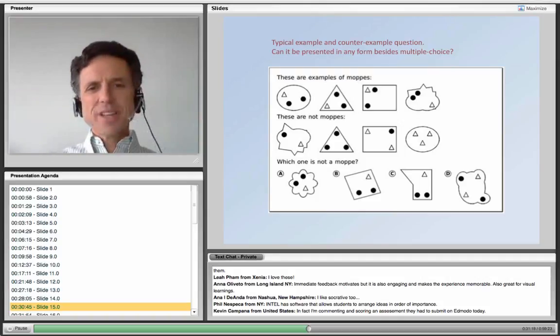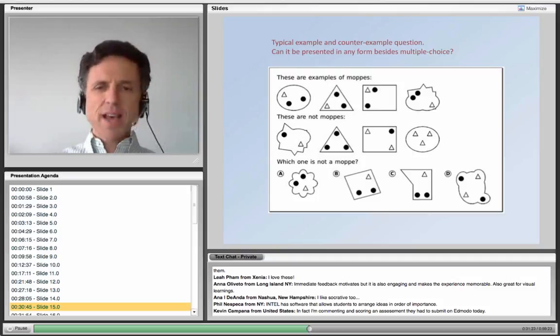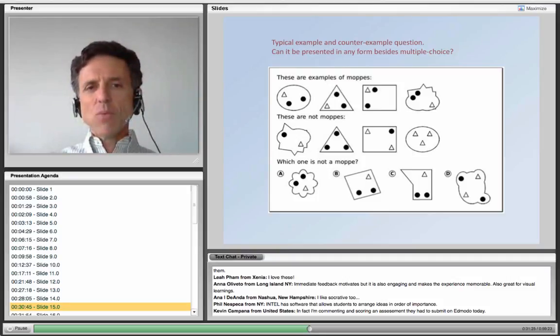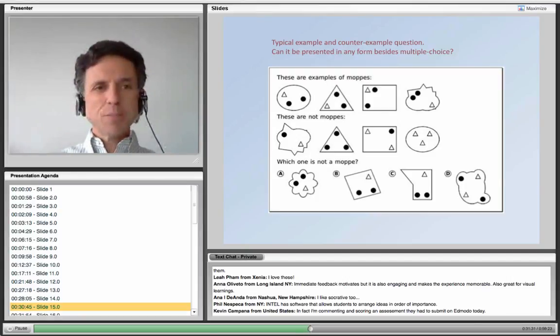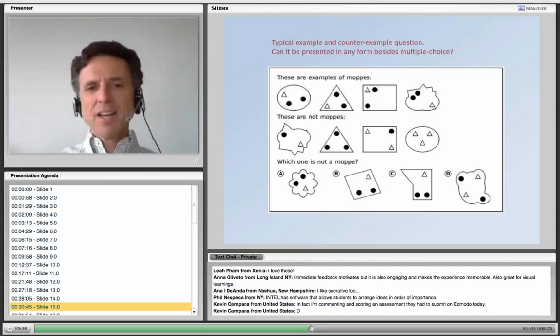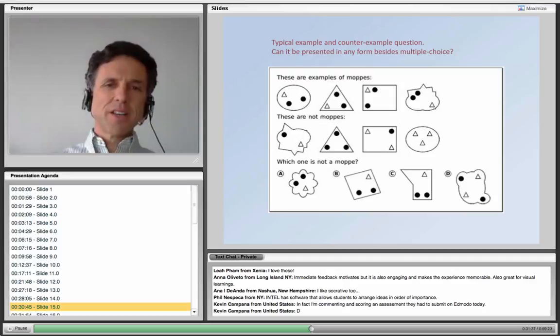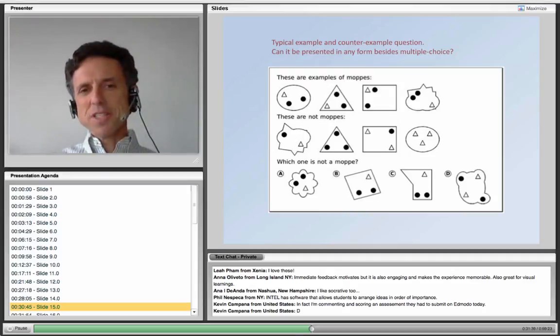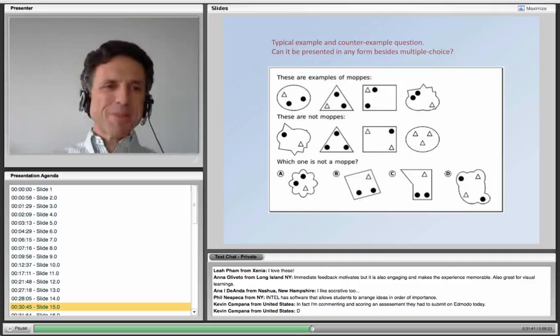Is there a way to present a question like this that is not multiple choice? There probably is. It's a task-oriented question. Once you give students maybe 4 or 5 or 10 little examples like this, maybe you could just have them do their own. Maybe you could take away the selected responses and just say, draw a picture of another mop. Draw a picture of one that's not a mop. So I guess I'm answering my own question.